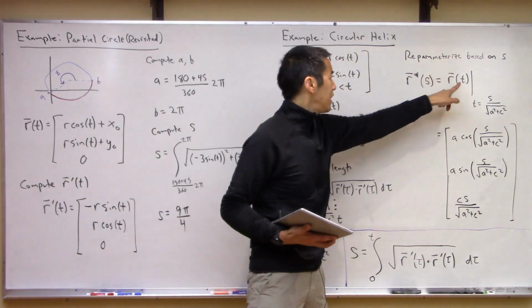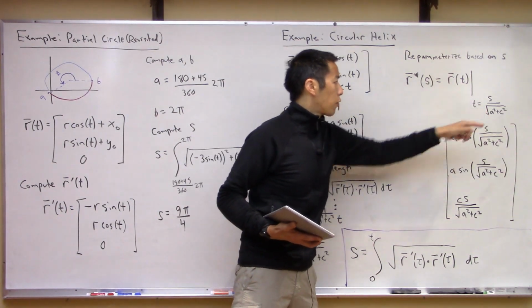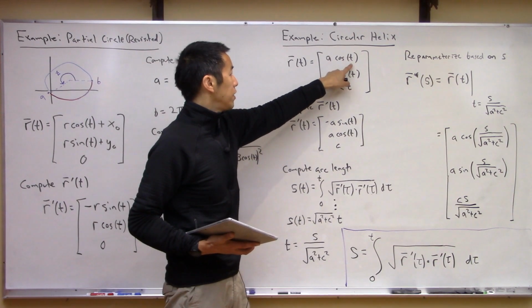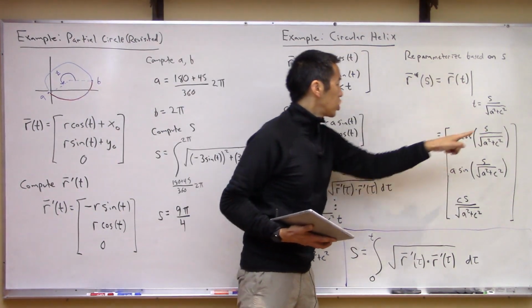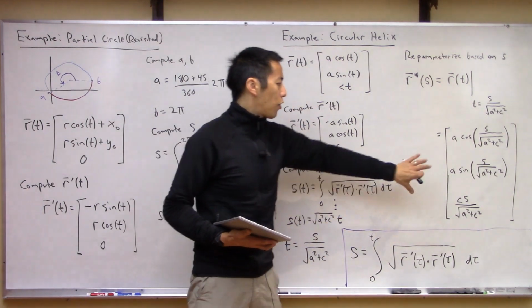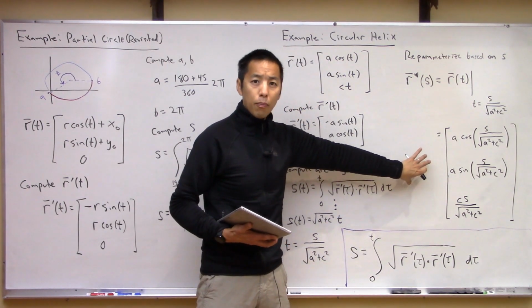So everywhere you see a t, just plug in s over the square root of a squared plus c squared. Everywhere you see this t becomes this expression, like that, like that, like that. So great, what this now is, is an alternate parameterization.